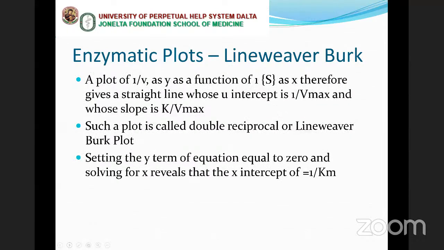So a plot of 1 over V as y as a function of 1 over substrate as your x would give a straight line whose intercept would be 1 over Vmax and whose slope is Km over Vmax. So this is what we're saying is your double reciprocal or Lineweaver-Burk plot. And if you set the equation equal to 0 and solve for x, it will reveal that the x-intercept would be negative 1 over Km.